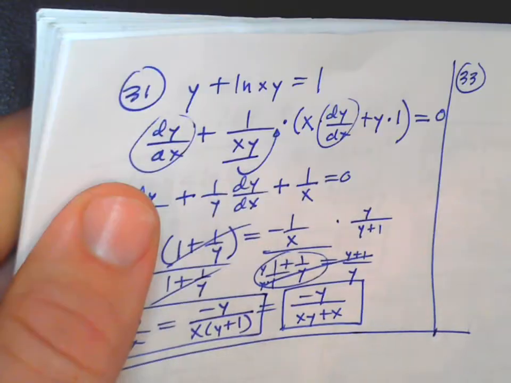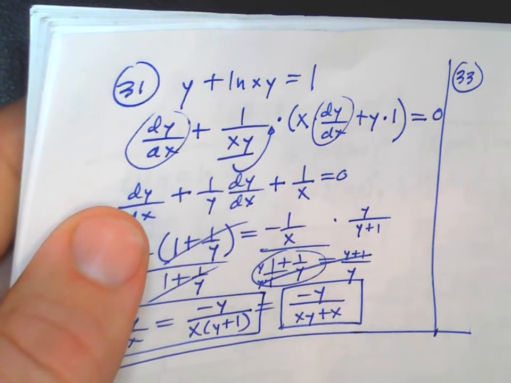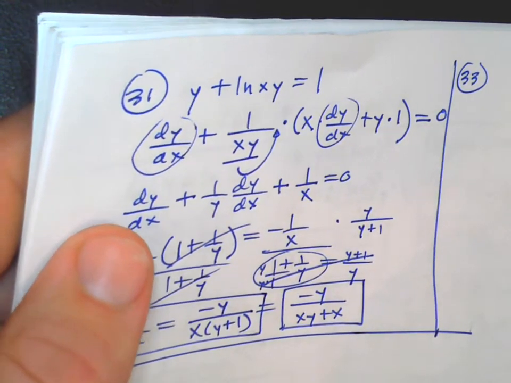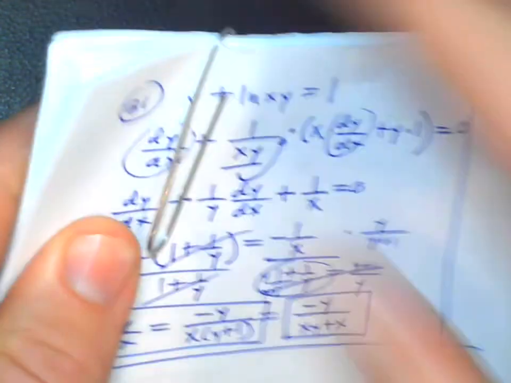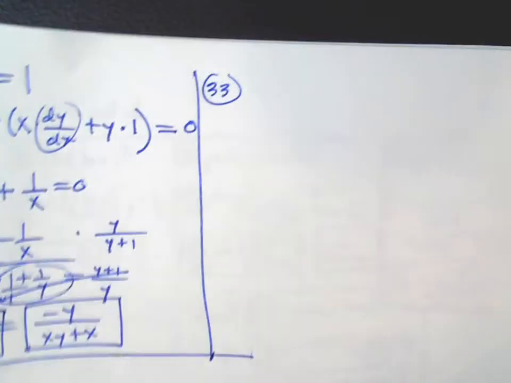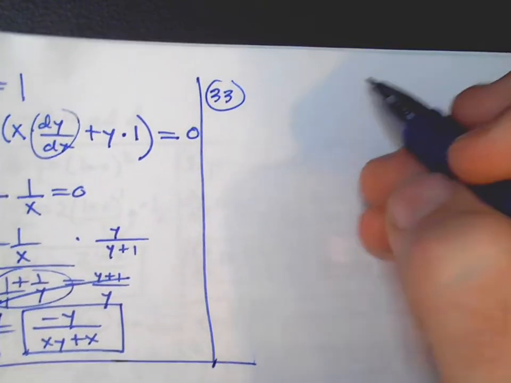Number 33 says, use the method of example 3 to help perform the indicated differentiation. So you should probably go back and look at, well, what's example 3 in your textbook? And it's just like a couple pages before.